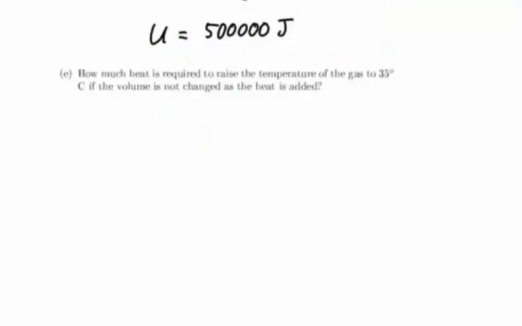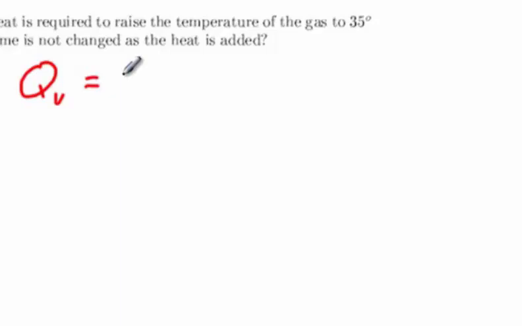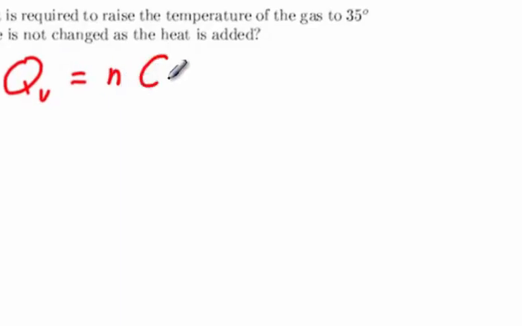In part E, we're asked to calculate the amount of heat that is required to raise the temperature of this gas from 25 degrees C to a final temperature of 35 degrees C if the volume is not changed. When the volume is not changed, we'll be using the heat for a constant volume process, which is going to be N times C sub V, this is where the V came from for volume, times the change in temperature.